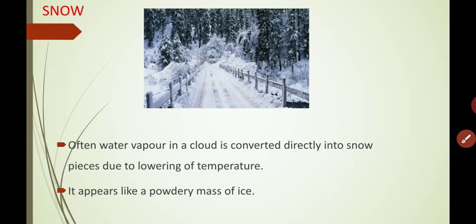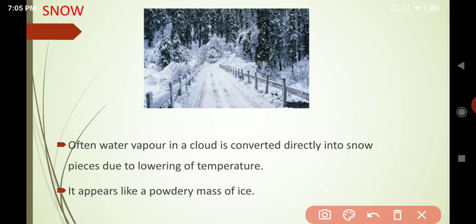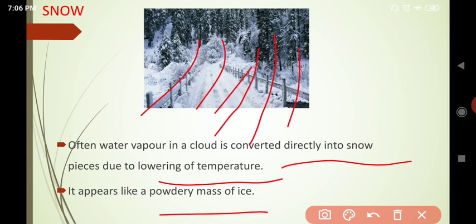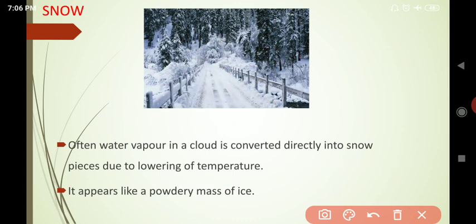Next one is snow. Often the water vapor in a cloud is converted directly into snow pieces due to the lowering of temperature, and it falls as snow. It appears like a powdery mass of ice, and this is called snow.